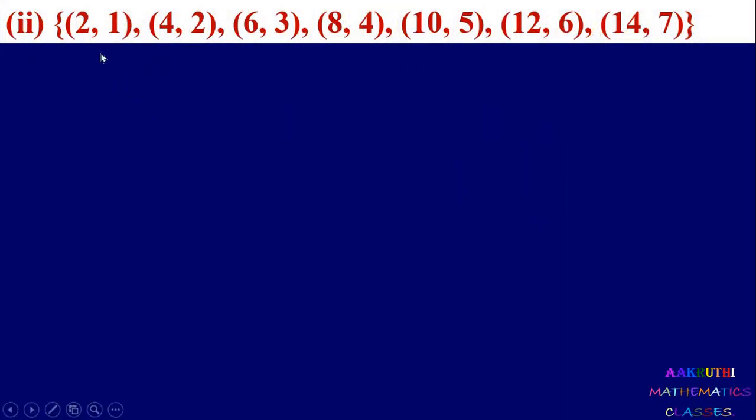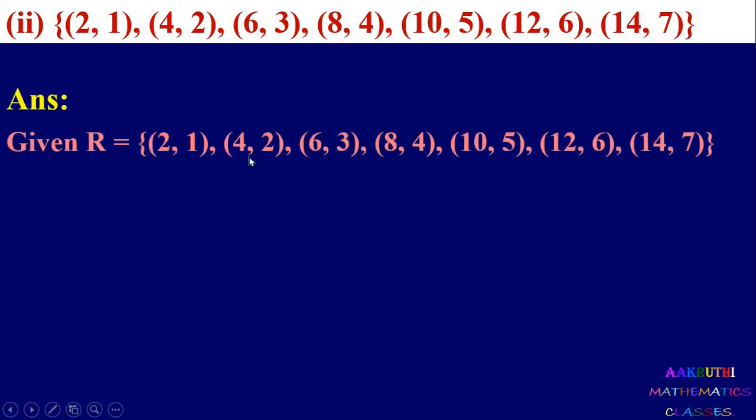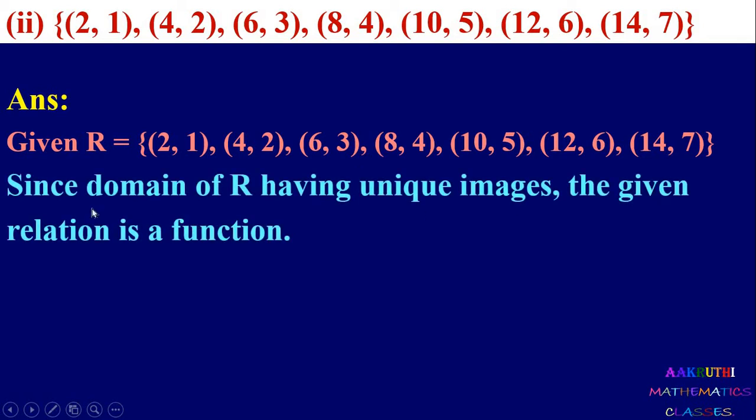Next problem. It is given 2 related to 1, 4 related to 2, 6 related to 3, 8 related to 4, 10 related to 5, 12 related to 6 and 14 related to 7. Since the domain of R has unique images, all the elements have only one relation. So this relation is also a function.